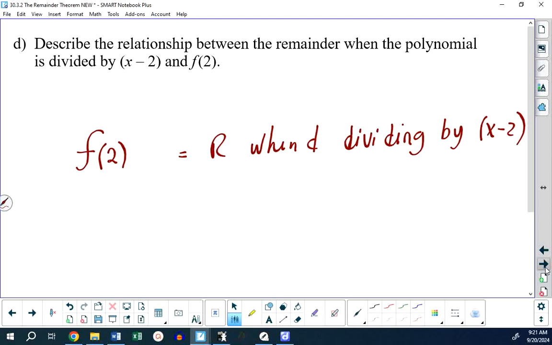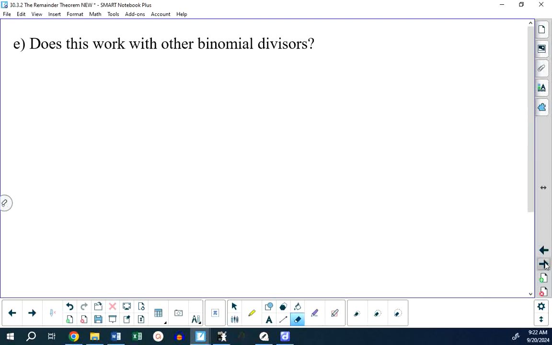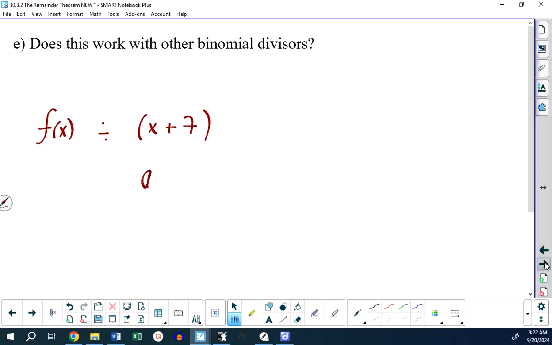There's a connection between f of a and the remainder when you divide by x minus a. Now, I've got here a question that I decided to add last night. Does it work with other binomials? Well, let's just try something. Let's do the polynomial function divided by x plus 7, which means a is negative 7.